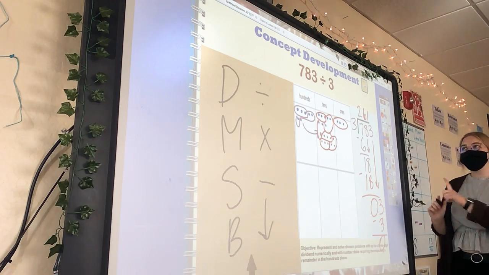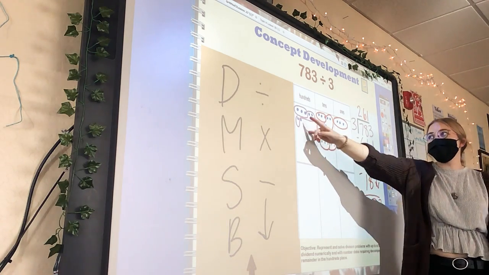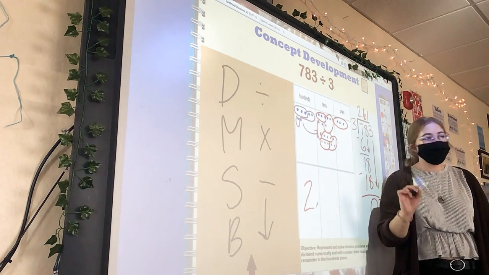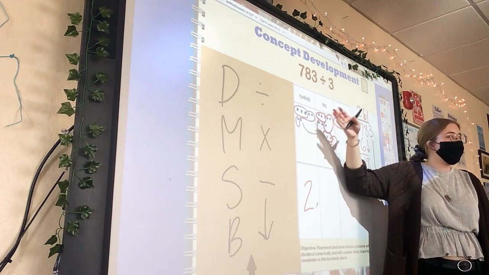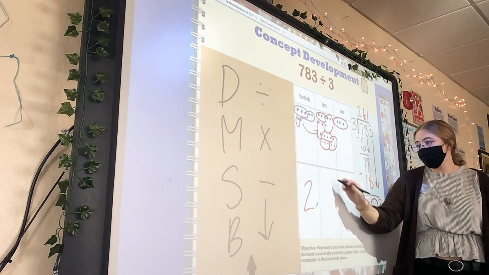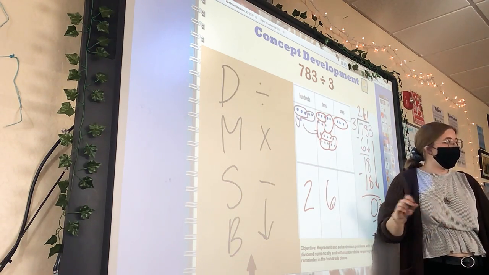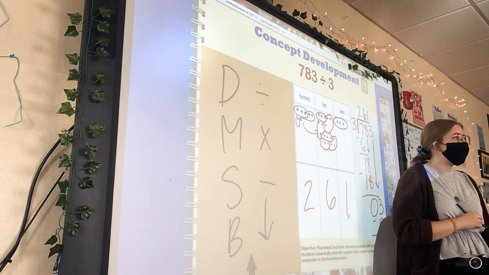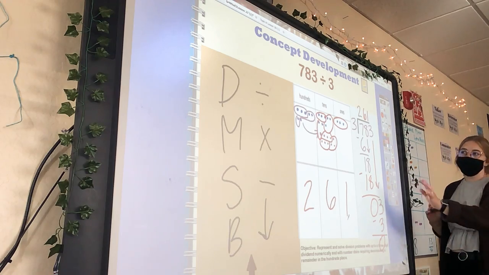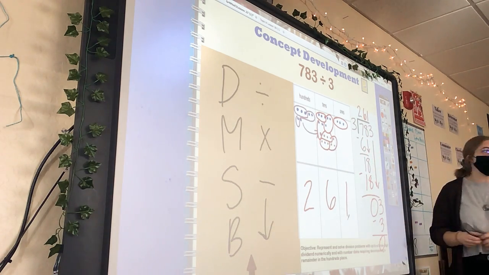Okay? Now, let's see how it connects. How many groups of 3 were you able to make in the hundreds? Ready? Go. 2. Thank you, class. How many groups of 3 were you able to make in the hundreds? 2. What about the tens? 6. What about the ones? 1. Okay? So 261 is our answer. And we connected it. We did place value chart connected to the standard algorithm.